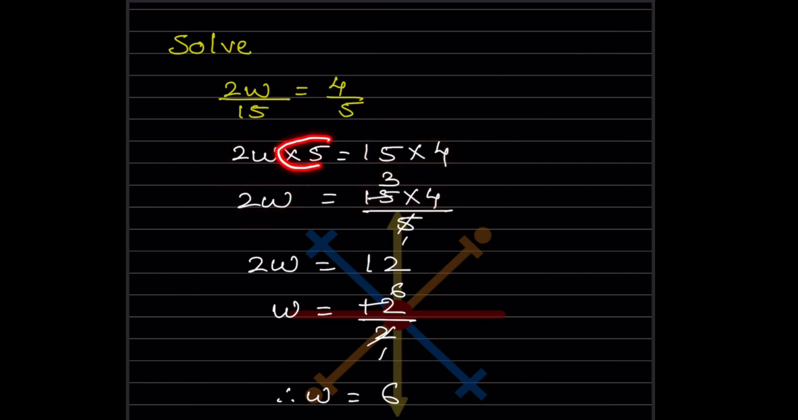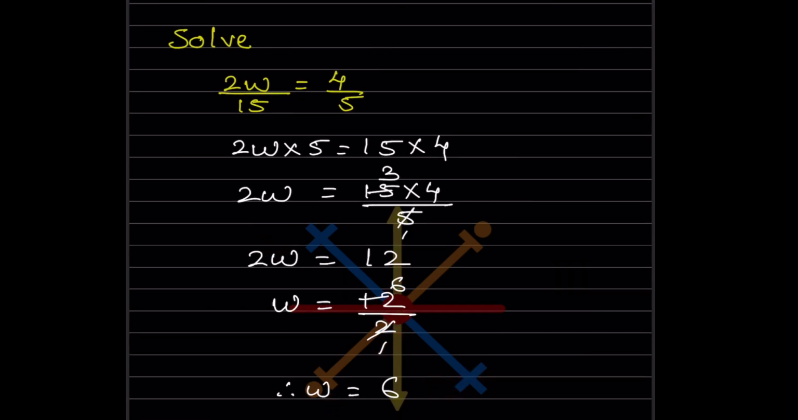But this goes on the other side. That is going to get divided because that is multiplication. So this will be as it is. 5 threes are 15 and this is going to be 12. So what will be w here? 12 divided by 2 is going to be 6. So the value of w is 6.